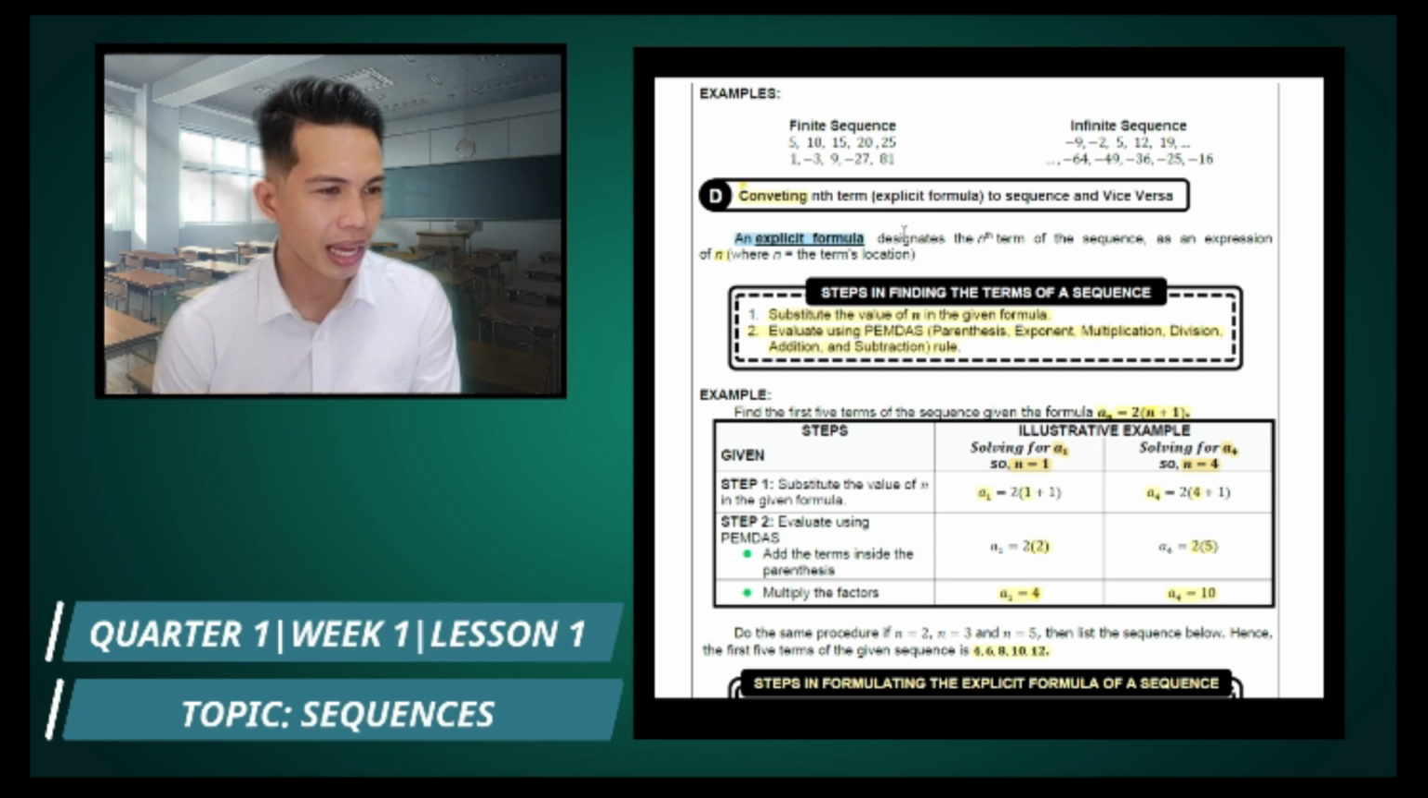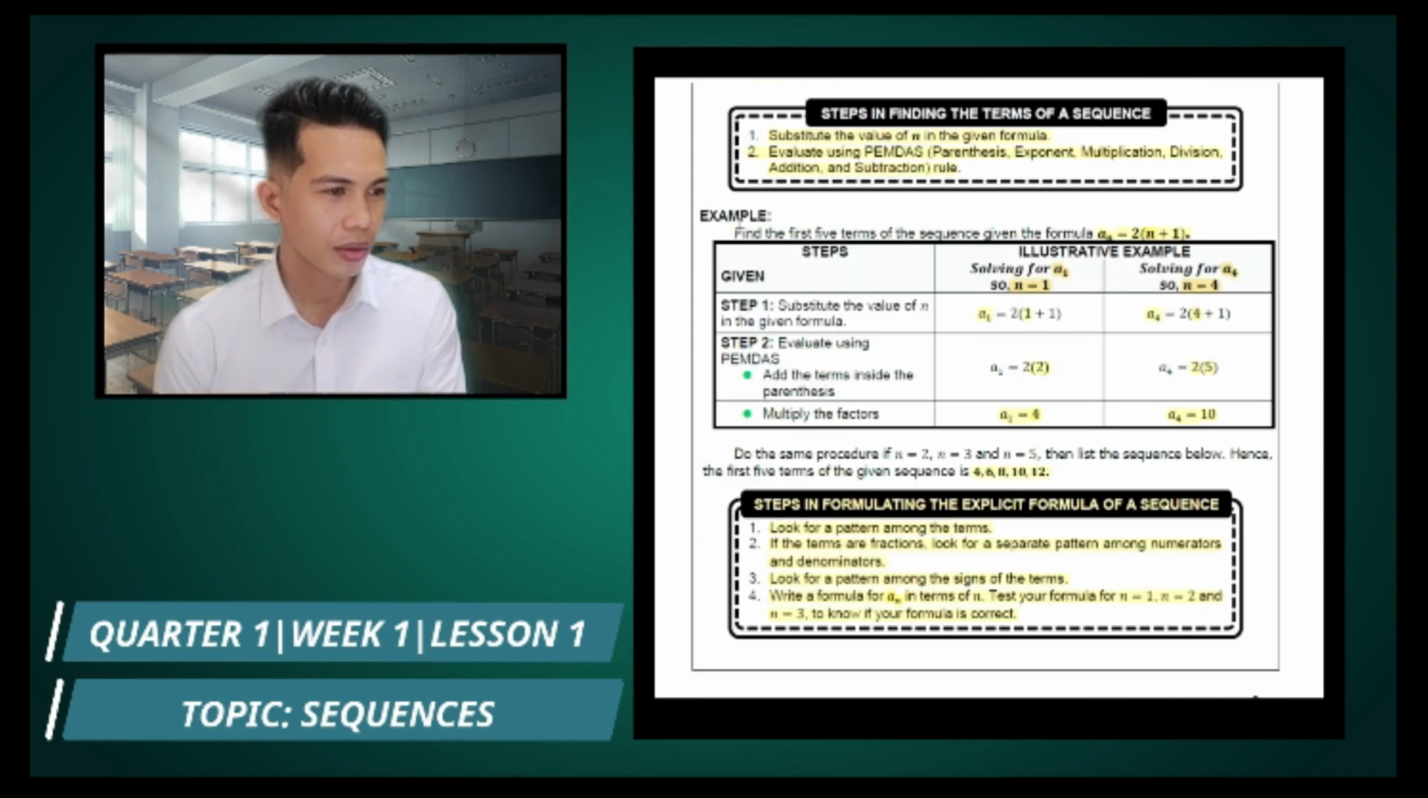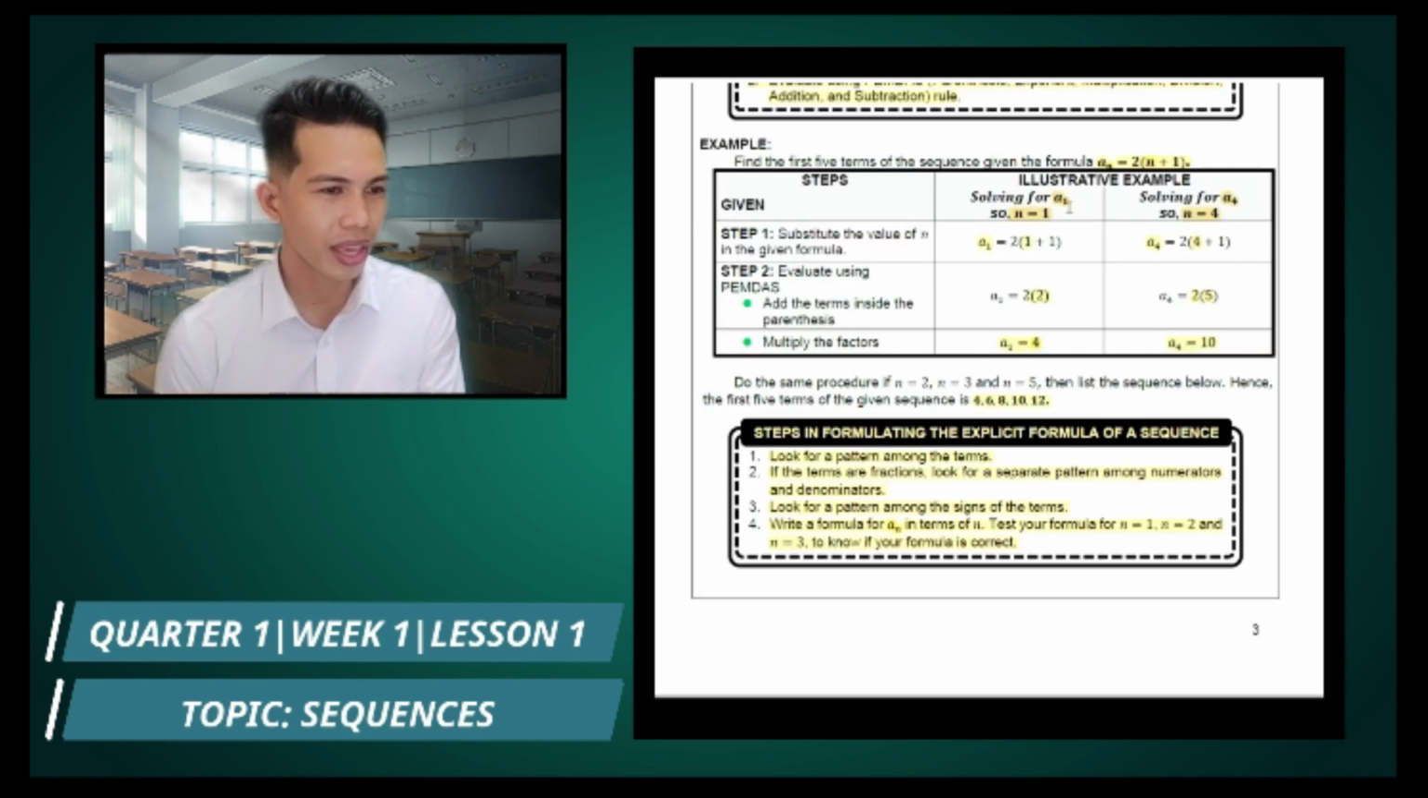An explicit formula designates the n term of the sequence as an expression of n, where n is equal to the term's location. We have here the steps in finding the terms of a sequence. Number 1, substitute the value of n in the given formula. Number 2, evaluate using PEMDAS. Now let's try this example. Find the first 5 terms of the sequence given the formula a sub n equal to 2 times the quantity of n plus 1. We have the table.